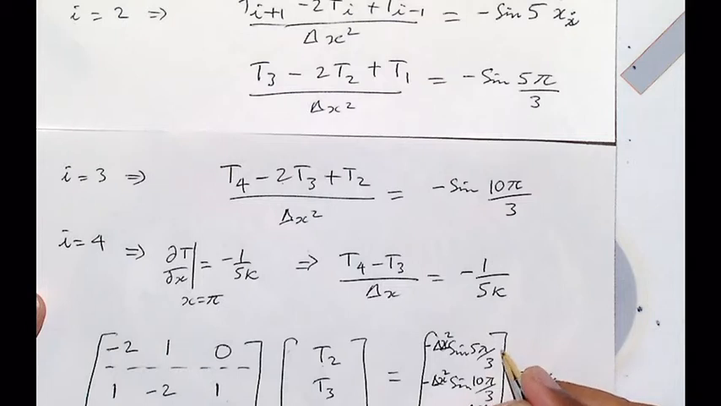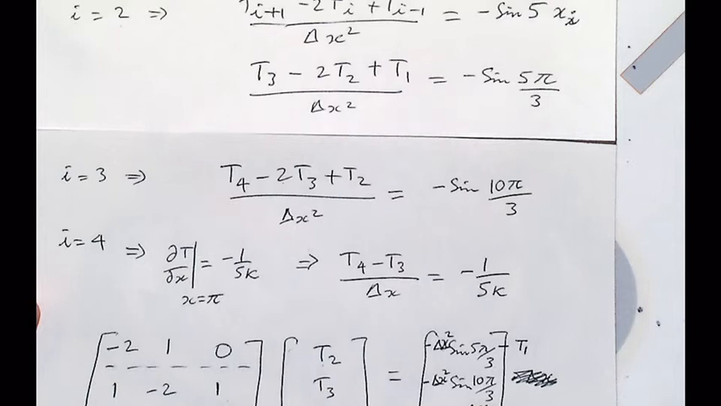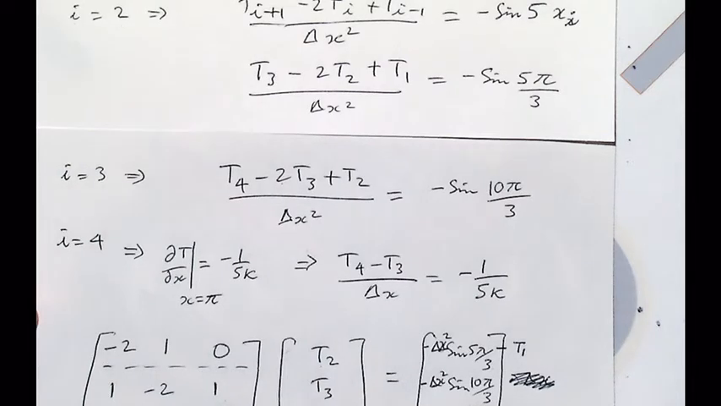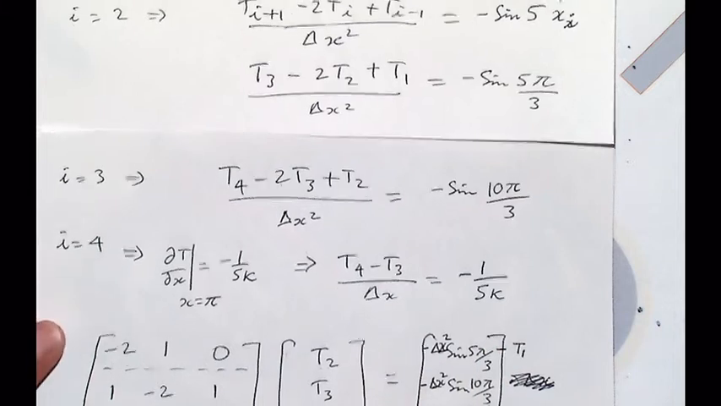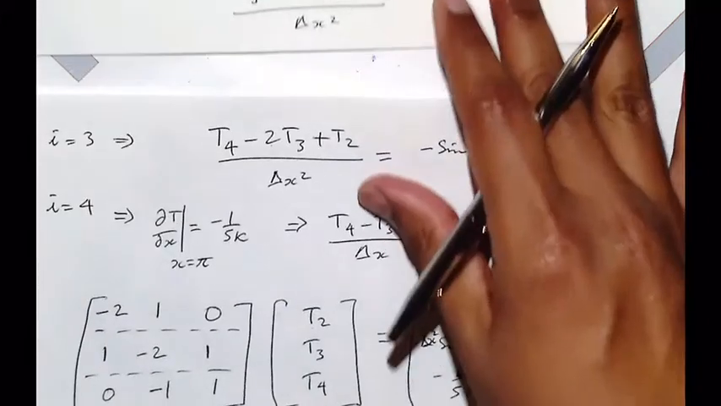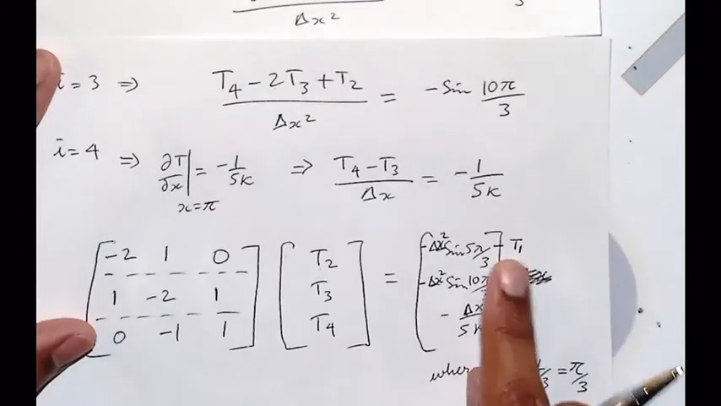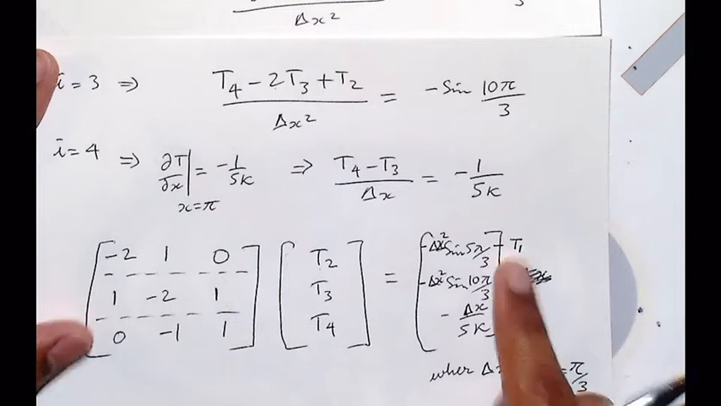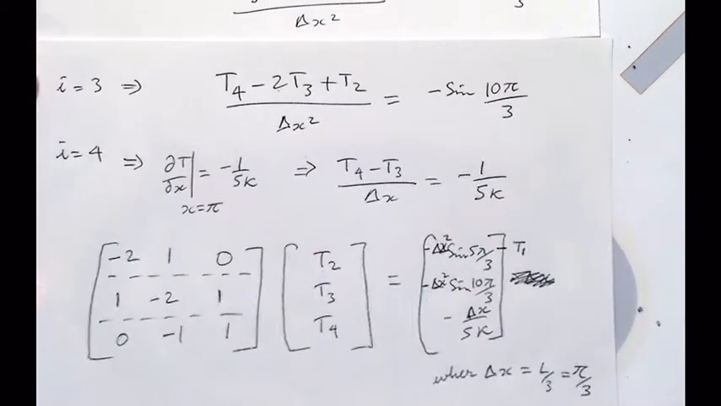T1 over delta x squared there, minus. So yeah, the known stuff goes on the right hand side, and that's why the T1 arrives here. Luckily it's 0, so in this case it will not make too much trouble.